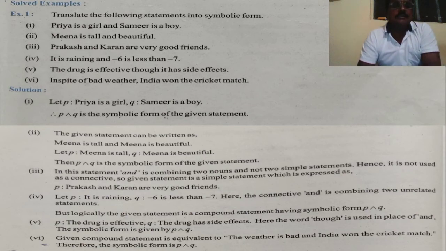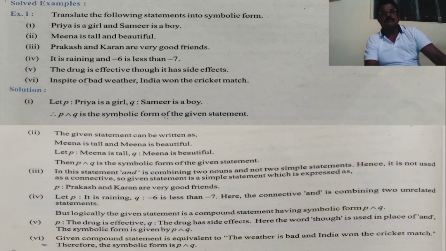Next, similarly, second example: Meena is tall and beautiful. Solution: for this compound statement, we have to write the symbolic form.